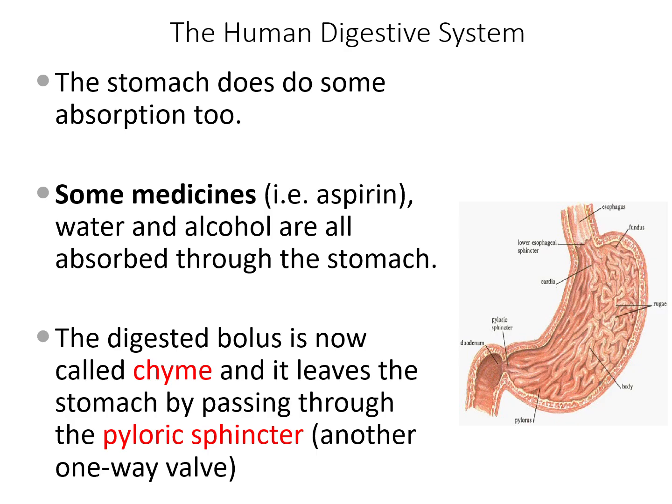This digested bolus is now called chyme, and it leaves the stomach by passing through the pyloric sphincter. If our esophageal sphincter is the entrance, then our pyloric sphincter is the exit from our stomach. Now, from being a bolus, it has now turned into chyme.